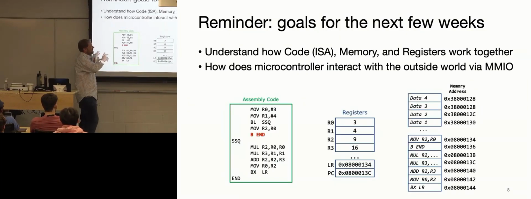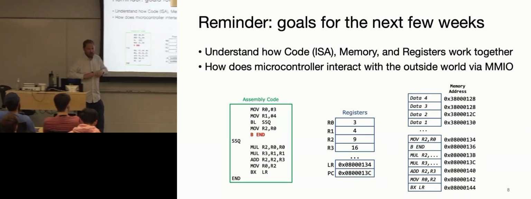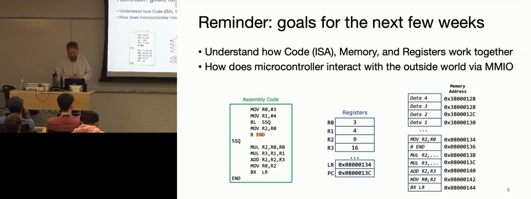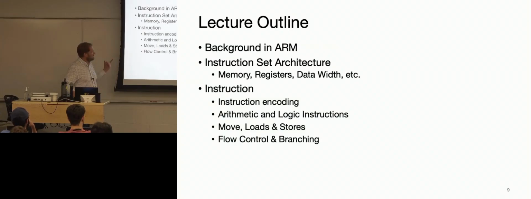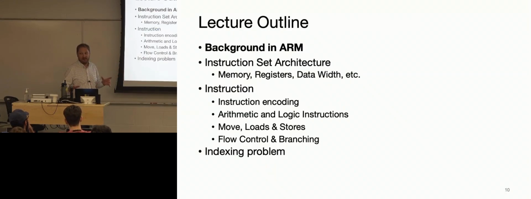But then we're also going to be talking about this thing called memory mapped I/O, and that's where the core interacts with things outside of the core, which is a subject that you didn't really talk about last time. All right. So today we're going to talk about ARM instruction sets, the ISA, and then we'll do an indexing problem if we have time. We might not. Any questions so far?